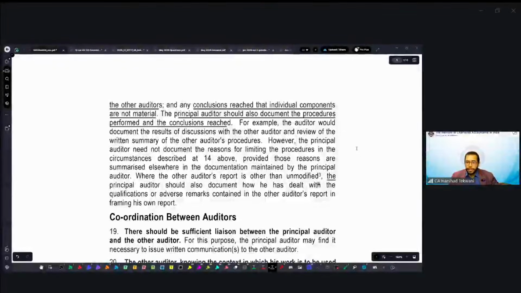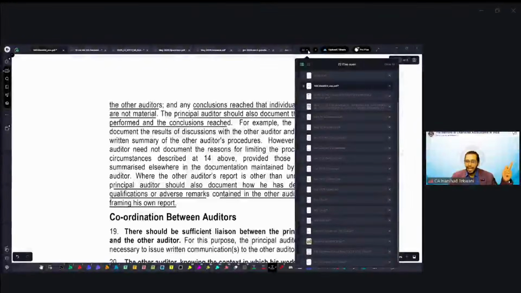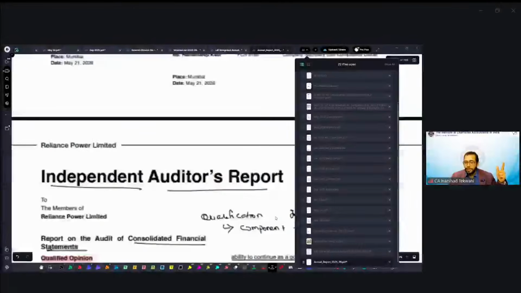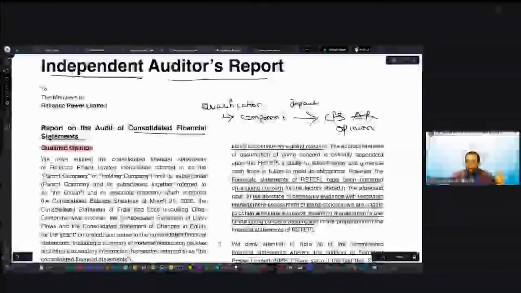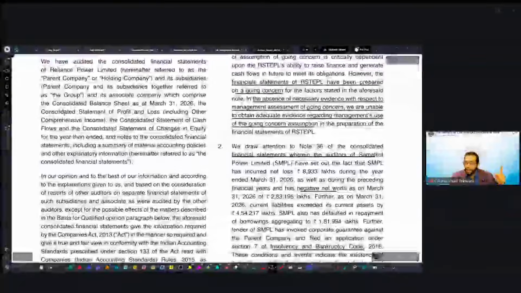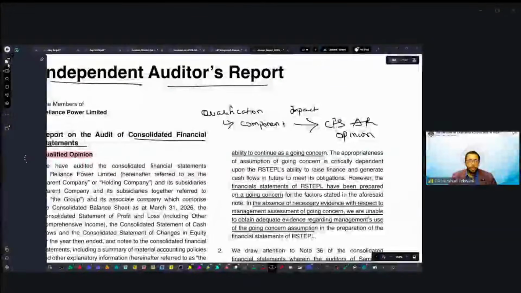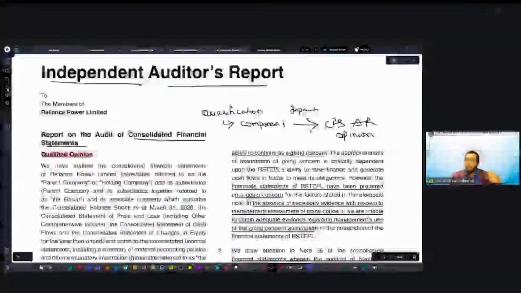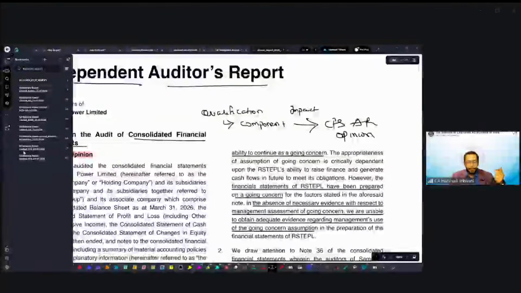The principal auditor should also document how he has dealt with the qualification and adverse remarks contained in the other auditor's report while framing his own report. So that is not only required to go in your audit report, but it is also required to go in your documentation and working papers. Whatever we have seen in the audit report, the auditor is also required to document in the working papers.